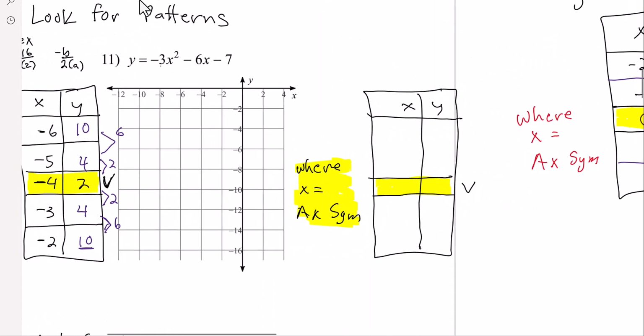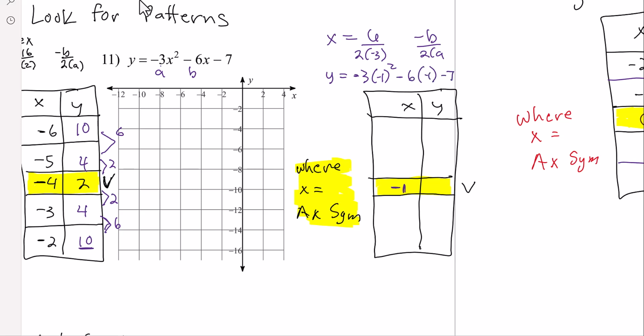to do is find the vertex. So x is equal to the opposite of the b value divided by 2 times the a value. So negative 6 is our b. The opposite of negative 6 is positive 6. And then this is our a, 2 times negative 3. Well, 6 divided by negative 6 is negative 1. And then we're going to put negative 1 into the equation.